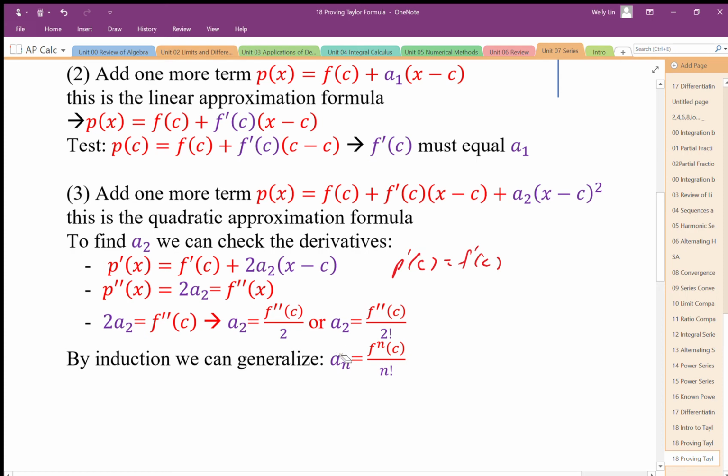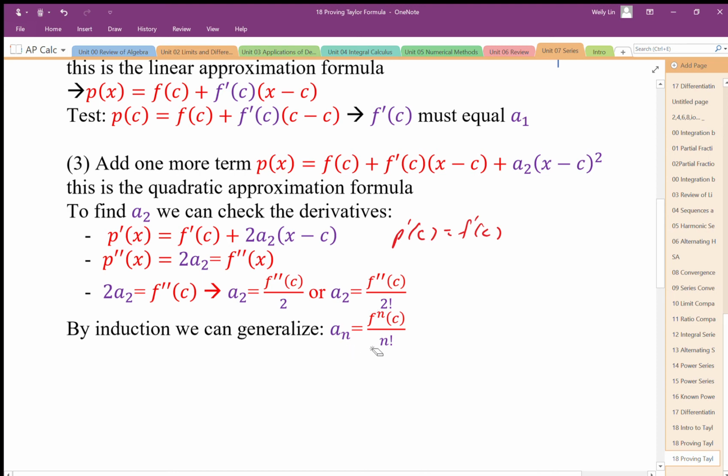I can say that an is going to be f^n, the nth derivative, evaluated at c divided by n factorial. This is maybe a little bit of a stretch, so if you're not sure about this, we can just do one more iteration. And again, why the n factorial? Some of you may be able to see why that's 2 factorial, because you can see what happens here. You times by 2 and you times by 1, right? And if we go to the next one, we can even further justify this. So this is really my conclusion.